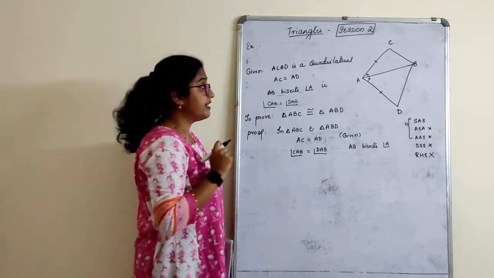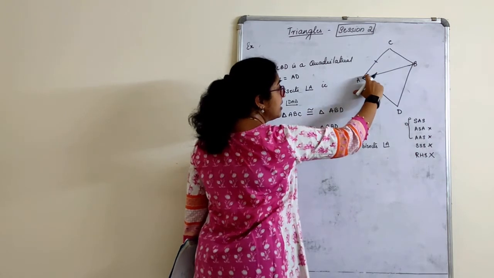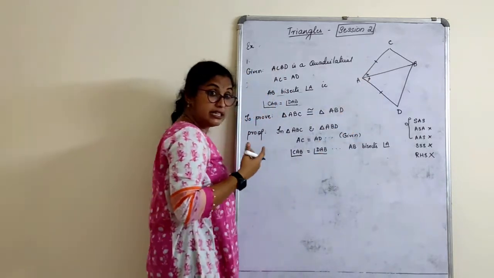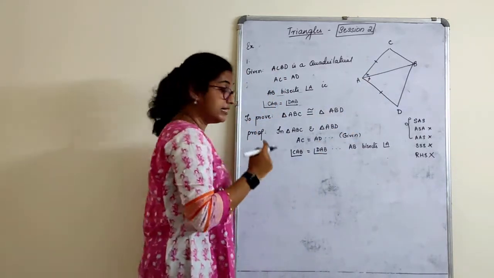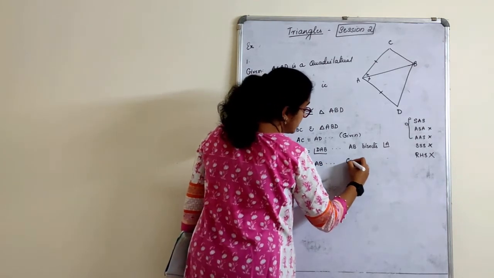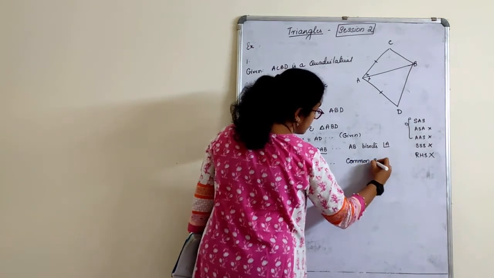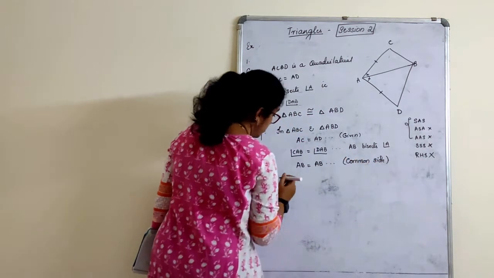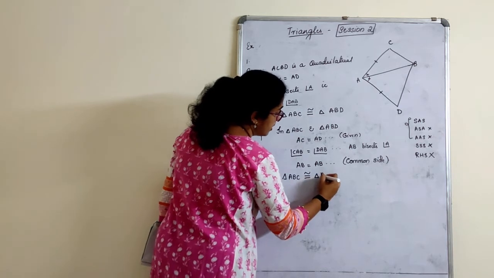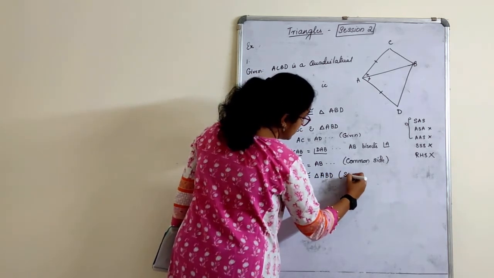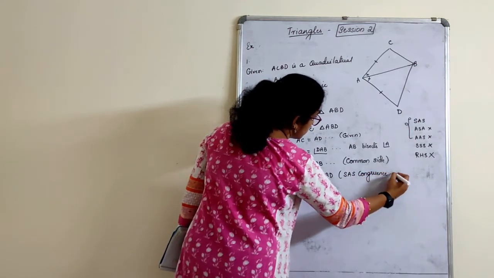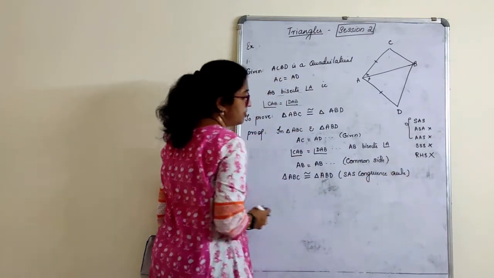Now if SAS is left, the side and angle are already over. It should be an included angle. Means what side does it have to be? AB. Is AB the common side for both triangles? Yes. AB is equal to AB. Common side. So, triangle ABC is equal and congruent to triangle ABD by SAS congruence only. That's all they had asked.